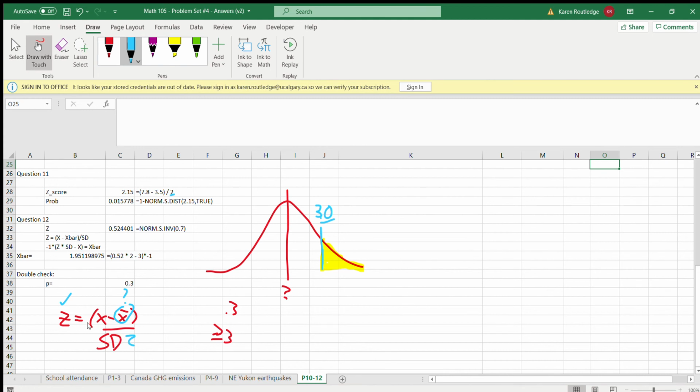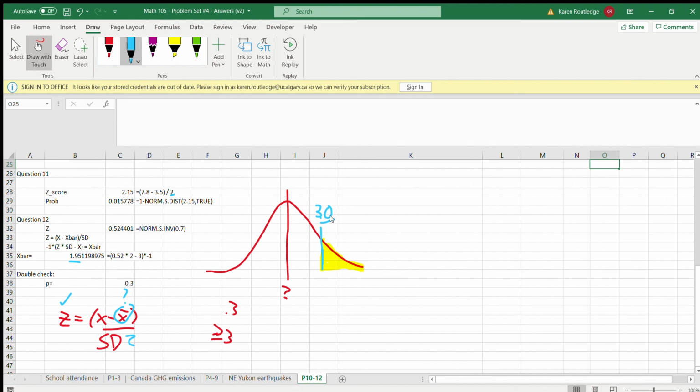So now we can just do, again, a little simple algebra, some rearrangement, and solve for x bar. And if we do that, we get a value of 1.95. And that is our answer. A long-term mean of 1.95 gives us a 30% probability of seeing an observed earthquake magnitude of 3.0.